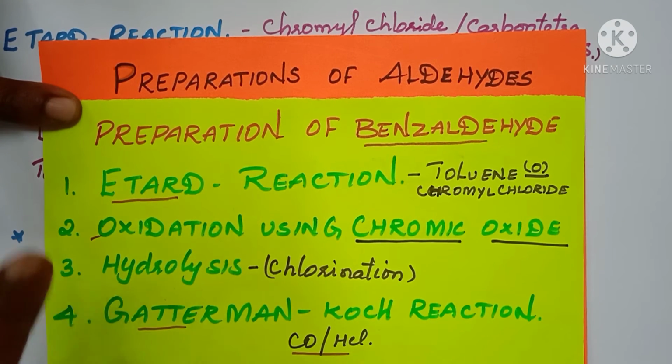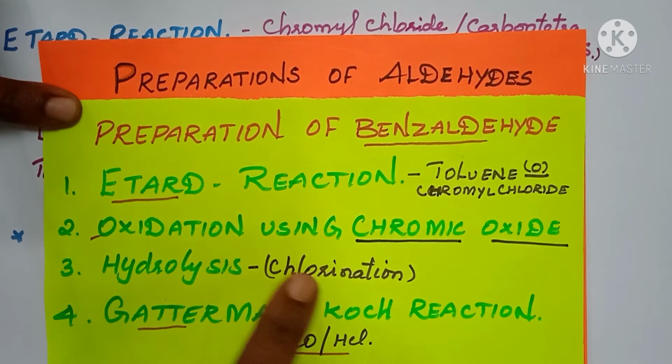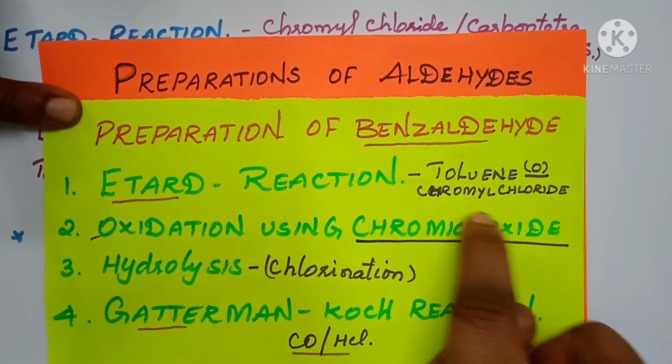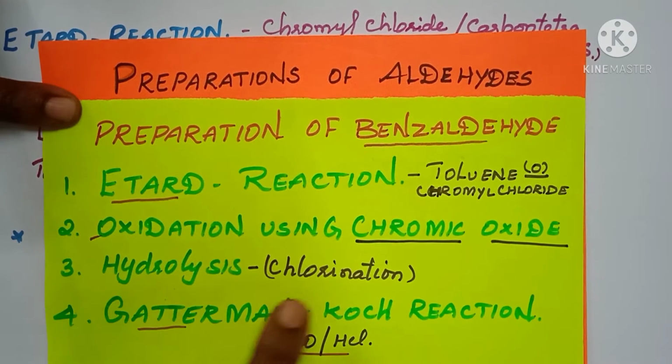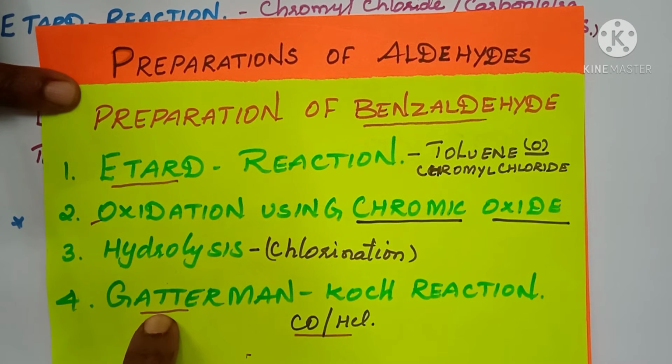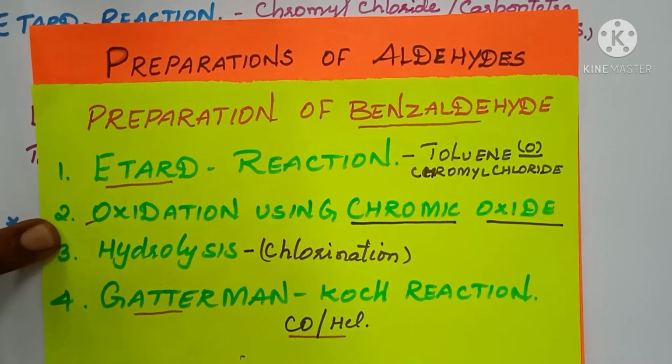Second method, the same toluene we are going to take as a reactant, with oxidation using chromic oxide. So here chromyl chloride we are using, here chromic oxide we are using. Then the third method is hydrolysis, naturally hydrolysis, of a chlorination compound. Next one is the Gattermann-Koch reaction. Gattermann-Koch is also a naming reaction. It uses carbon monoxide with HCl. These are the 4 important methods we are going to discuss for the preparation of benzaldehyde.